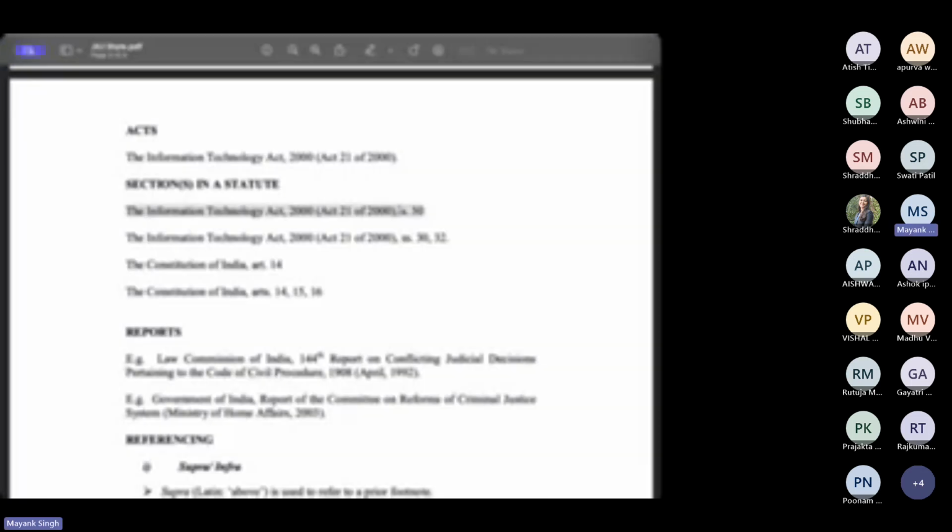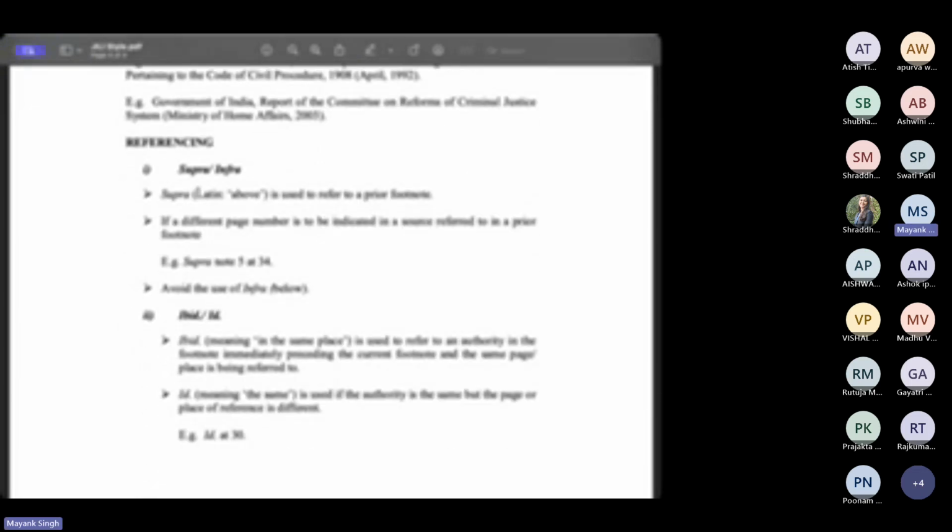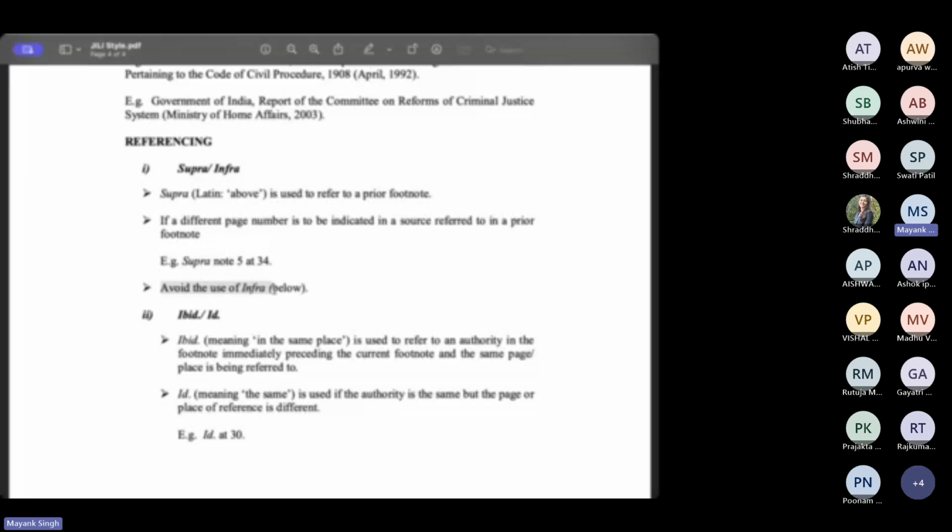Now acts, you have to write acts like it is given this. If you want to refer a section, you will mention the section. If not, then you have to write the whole act like this. Reports, you can write reports like this. Referencing: supra, infra. Avoid the use of infra; I discourage you from the use of infra.